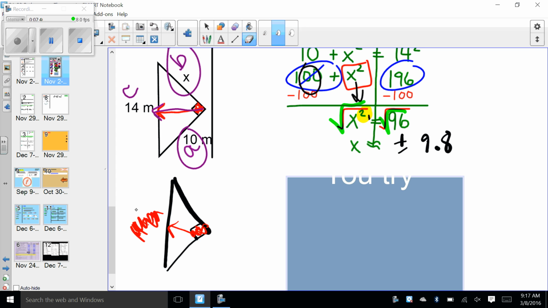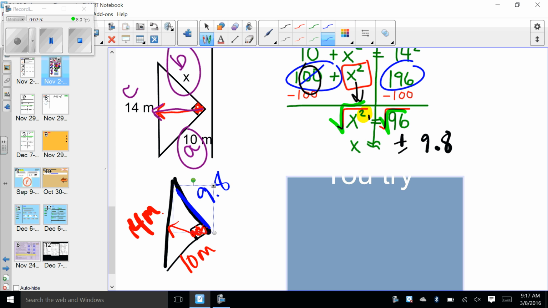Not really sure what I just wrote there. Sorry about that. We're going to go ahead and write that again. So we get 14 meters. This here is 10 meters. The unknown was this side over here, and I just solved for it, and I didn't get a nice whole number, but it's 9.8. So that's how we use that Pythagorean theorem.